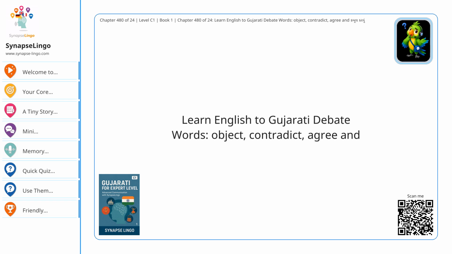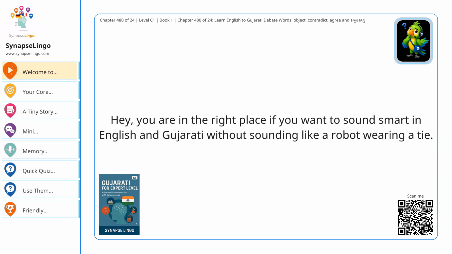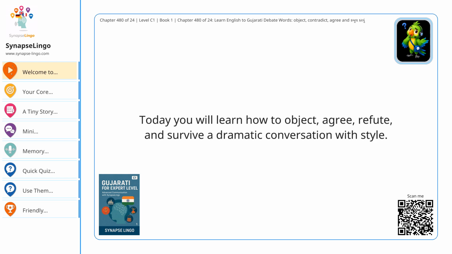Learn English to Gujarati debate words: object, contradict, agree and kabool karvu. Welcome to the argument circus. Hey, you are in the right place if you want to sound smart in English and Gujarati without sounding like a robot wearing a tie. Today you will learn how to object, agree, refute, and survive a dramatic conversation with style.